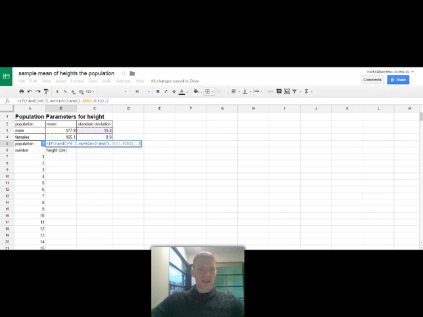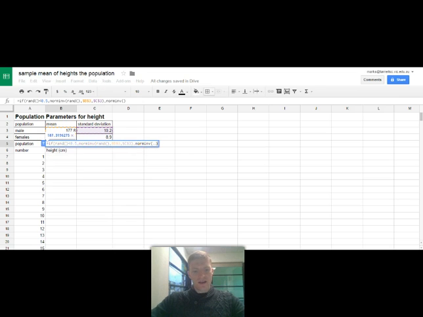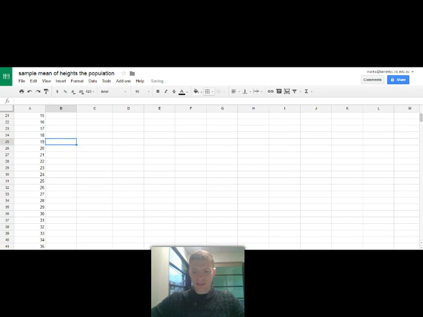Now let's do the same for females. So we need NORM.INV, and we put in a probability, randomly generate a probability. And now we need parameters for females. We need a mean, comma, and the next part in the formula we need to put the standard deviation for females. And there we have it. So let's lock in those cells with dollar signs.